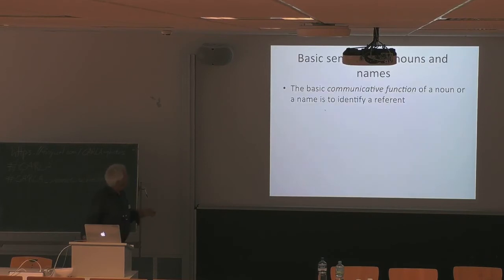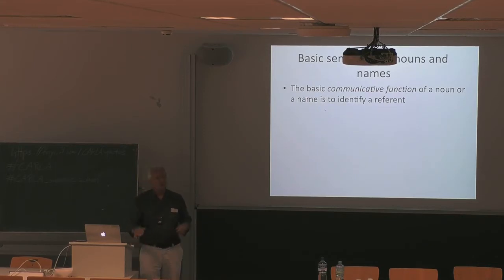Now, I already talked about nouns, but the basic semantics of nouns and names is that their communicative function is to identify a referent. And Michel talked about these communication games in robots where you have to identify the yellow triangle and so on. What are these games called? The naming games.